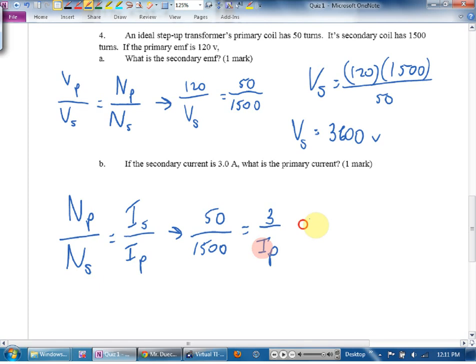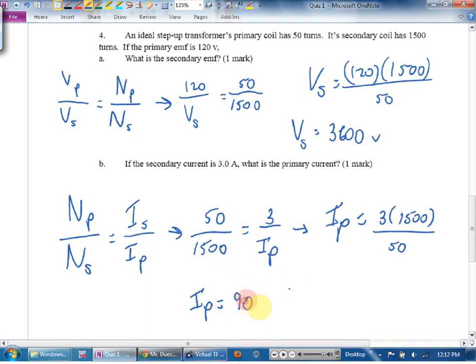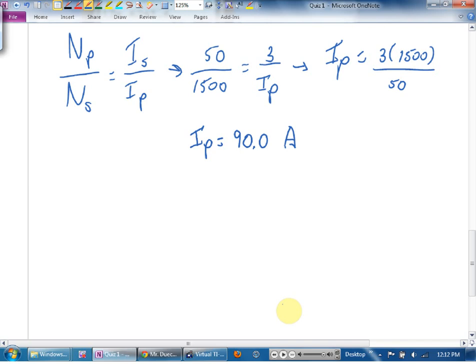Primary current is 3 times 1,500 divided by 50. Primary current is 900 or 90? 90 amps. Okay. There it is. Give yourself a score out of, count 'em, 9.